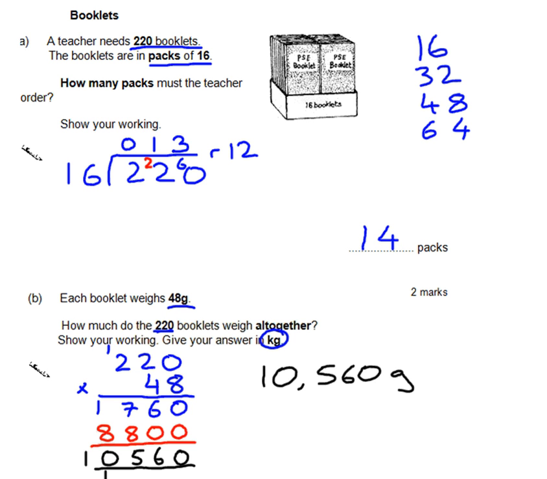Well, how many grams in a kilogram? The answer is 1,000. So we need to divide our answer by 1,000, and that will mean that the decimal point moves 3 spaces to the left. 1, 2, 3, so we're going to get 10.56 kilograms as our answer.